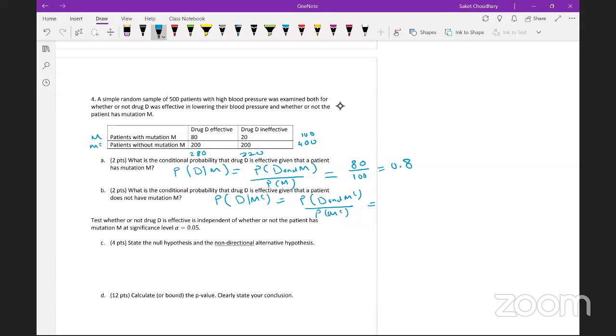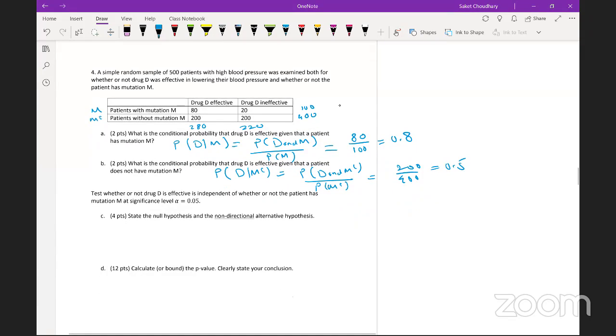Sorry, this should be 200. So this is 0.5. Simple problem, no surprises there and nothing complicated. Okay, so far. Okay, fine. So now we are interested in the null hypothesis and the non-directional alternative, right? So what's the null? The null is also simple.